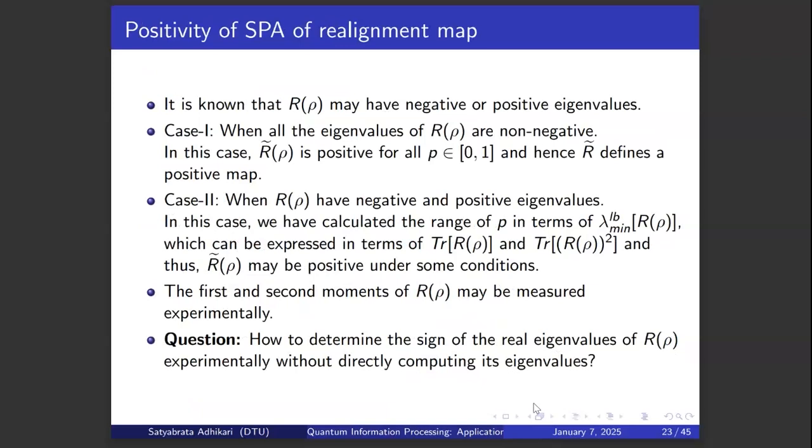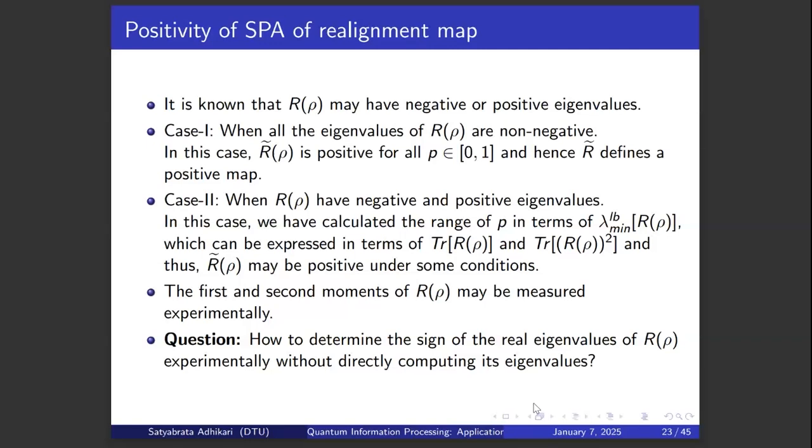In this case, you don't have to show that it is a positive map, because it is already positive. So in this case, we have to show only that R tilde is a completely positive map. But there exists another case also, where this realignment map, when operating on rho, may have negative and positive eigenvalues both. When R rho has both negative and positive eigenvalues, this means that R rho is not a positive map, and since R rho is not a positive map, we have to make it positive first.